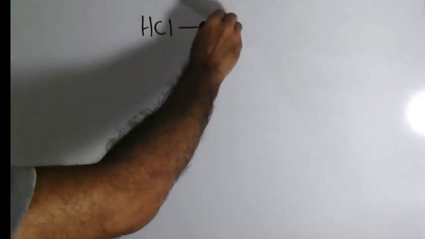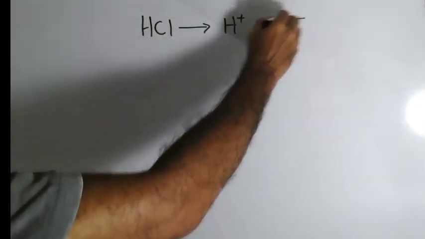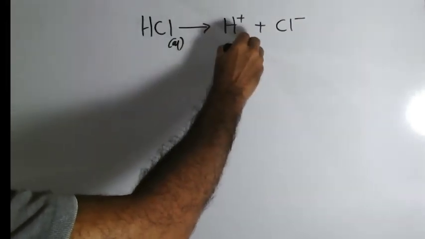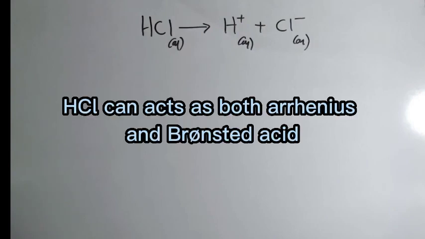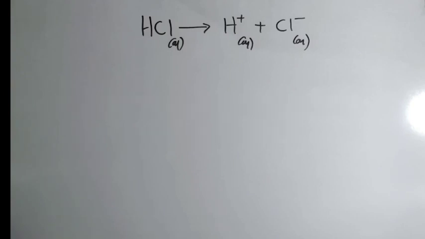Now let us compare the two theories we described so far. Let us take hydrochloric acid. Hydrochloric acid ionizes to hydrogen ion and chloride. This should be in the aqueous medium. Since hydrochloric acid donates a proton, H+, it can act as an Arrhenius acid, and also it can act as a Bronsted acid, because both those theories define an acid as a species capable of donating a proton.